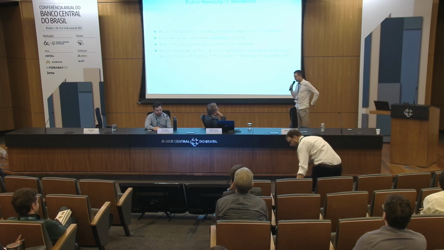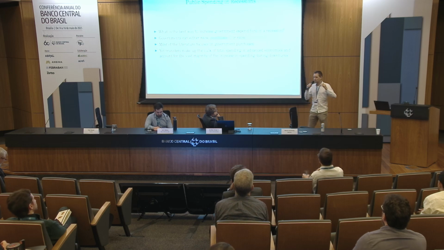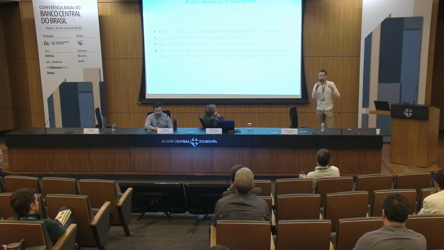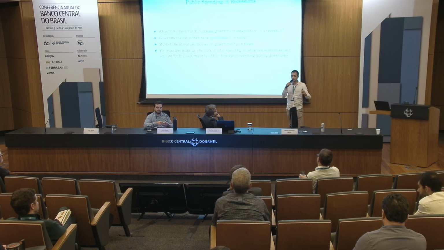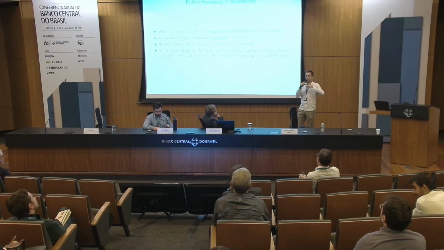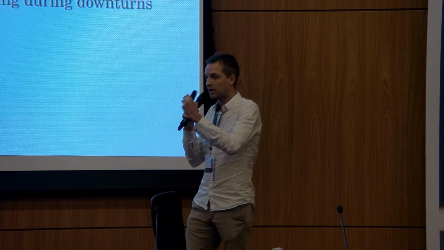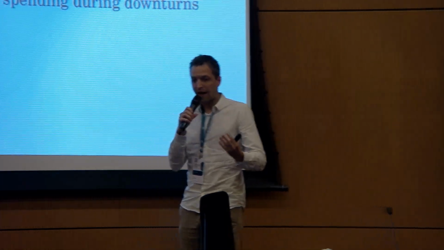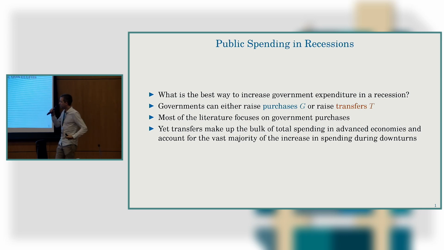So the question I'm after in this paper is, you're in a recession. What's the best way for the government to increase spending in a recession? So virtually all recent recessions we've observed in developed countries have been accompanied by an increase in public spending. Governments also respond by lowering the interest rates, but because of the zero lower bound, or because you're in a monetary union, or just because monetary policy is not enough, governments tend to increase spending in recessions.